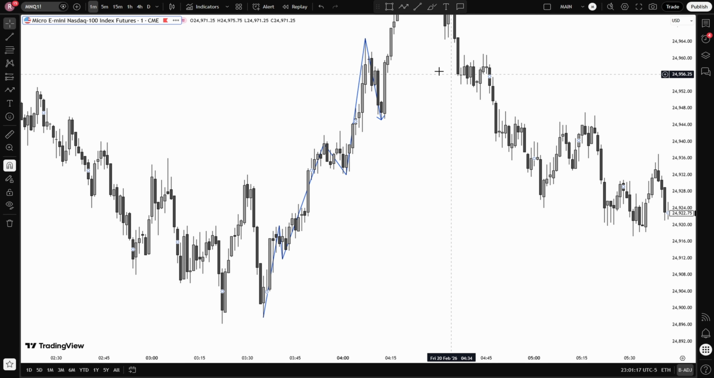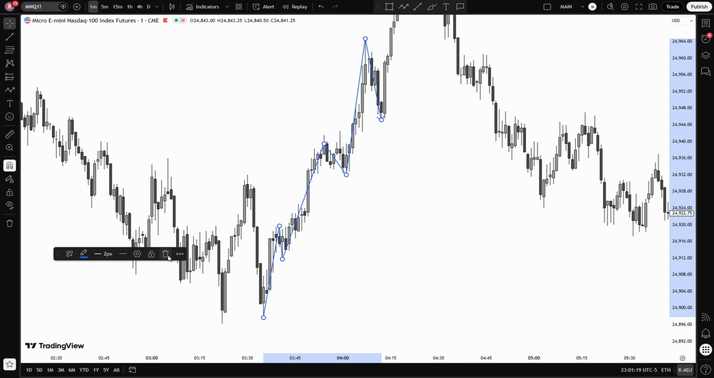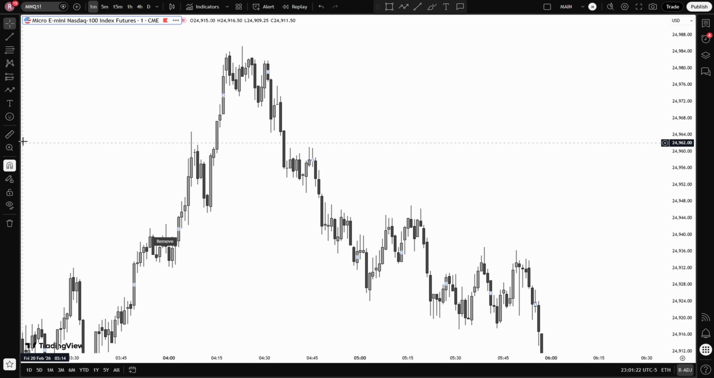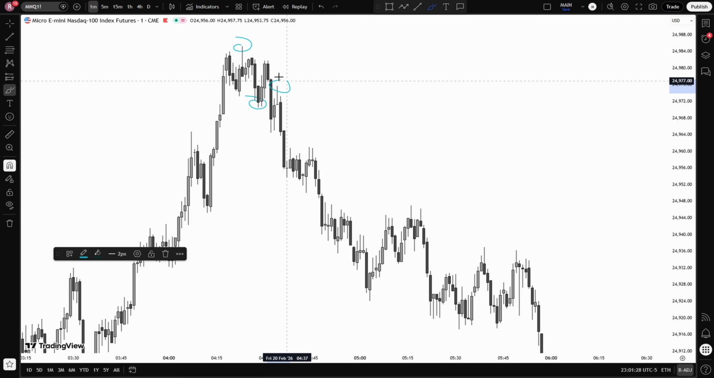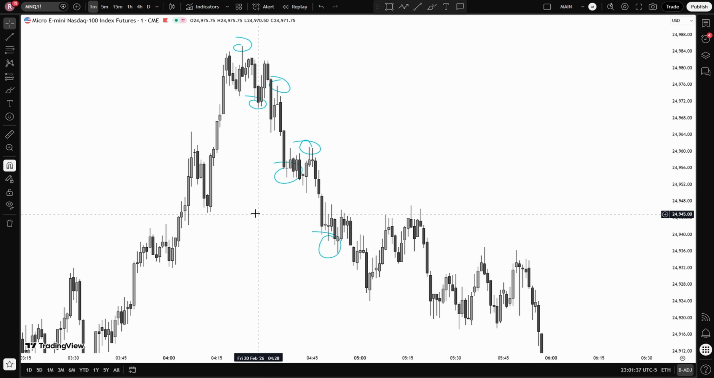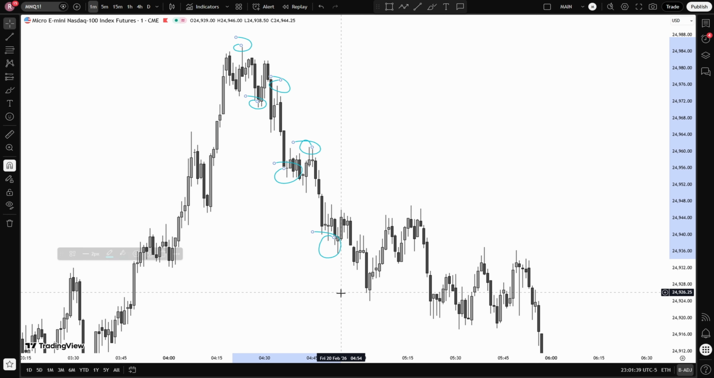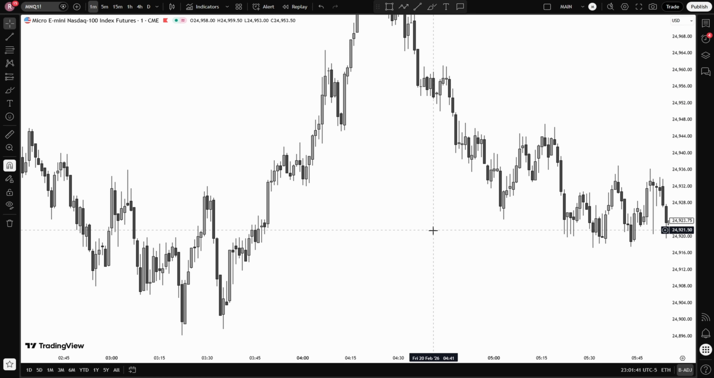Now, if price is going to trend lower, the same logic applies, but in reverse. We start with a high, then form a low. Relative to that high, we form a lower high, then a lower low, then another lower high, then another lower low. That repeated pattern of lower highs and lower lows defines a bearish trend. A change in trend happens when that sequence breaks.